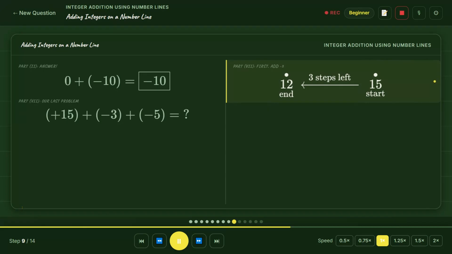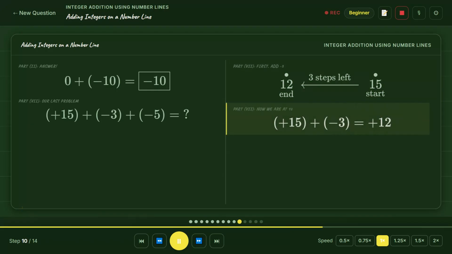First we add negative 3. That means we walk 3 steps to the left from 15. Count with me. 14, 13, 12. We land on 12. So positive 15 plus negative 3 gives us positive 12.